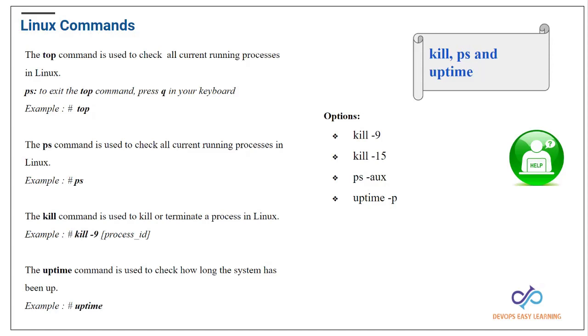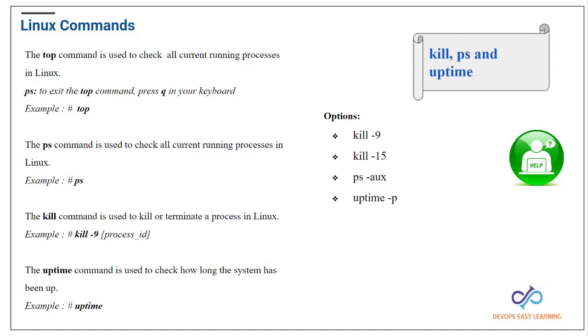The kill -9 is called a hard kill. It is going to kill the parent process and also the child processes at the same time. And the kill -15 is going to make sure that it kills the child processes before killing the parent process.